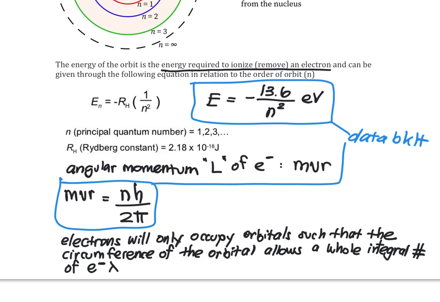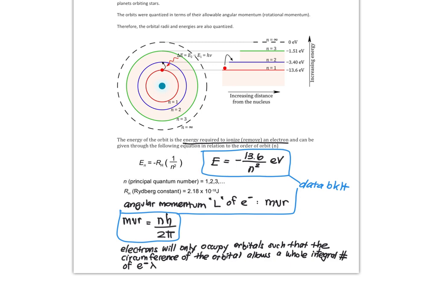And this, though, is not the Bohr model of the atom. It's actually built upon the Bohr model of the atom. It is the Schrodinger model of the atom, and this is where what's called the wave function comes in. That's also going to be the next equation in the data booklet.